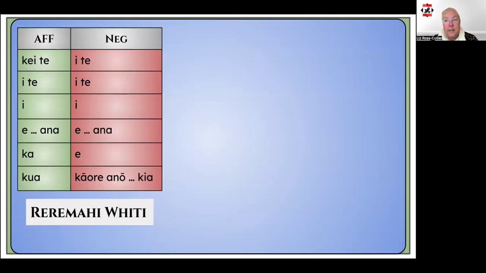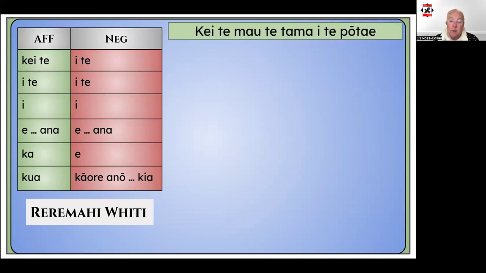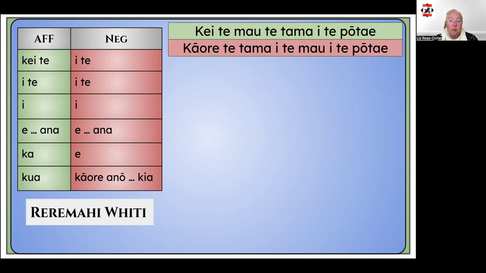The same rules apply with reremahi whiti. The only difference is the inclusion of the taonga, the object of the sentence. I'll leave our whakakahore partners list here as a reference point, and here are the examples. Let's use mau, tama and pōtae, remembering that the pūhono, the joining word here, is i. Something worth noting here is that after we've negated the first part of the sentence, the rest of the reremahi is exactly the same. Kei te mau te tama i te pōtae becomes kaore te tama i te mau, and then we just tag the rest of the sentence onto the end.